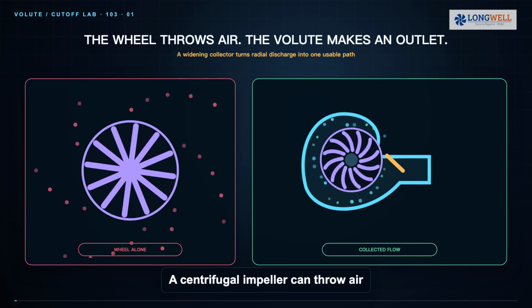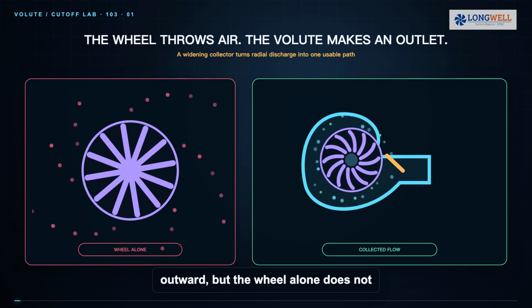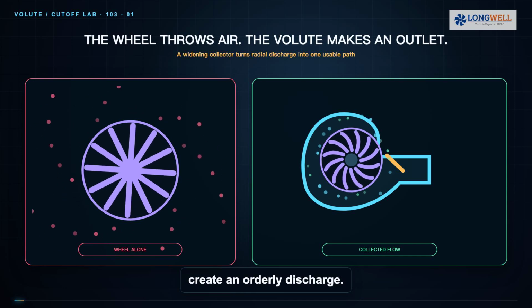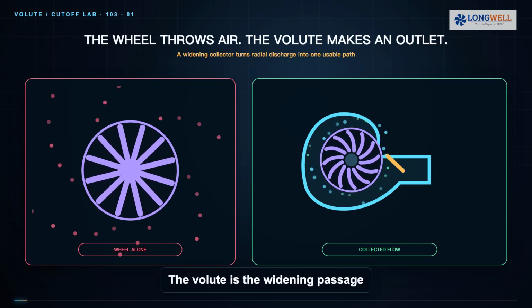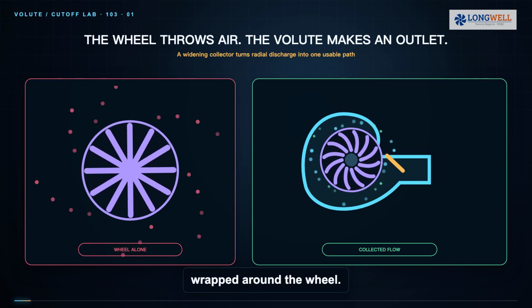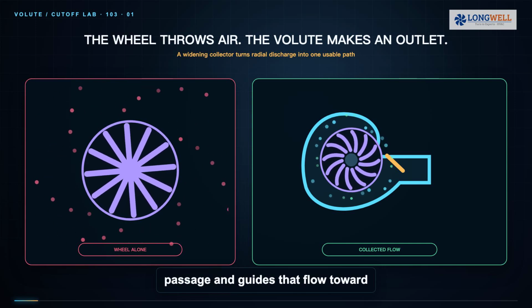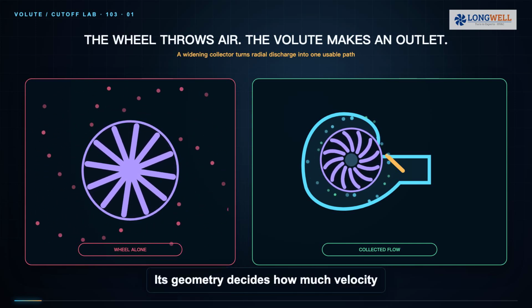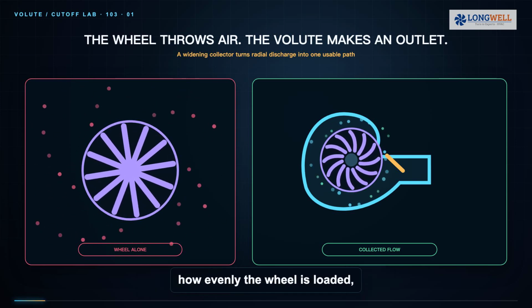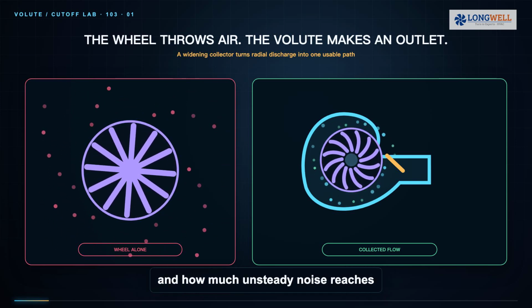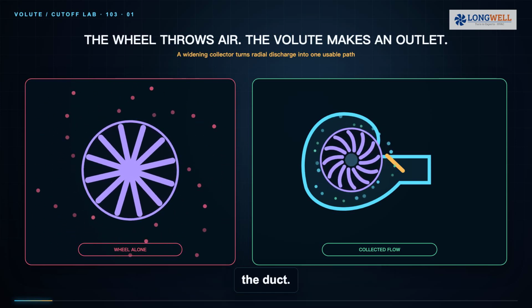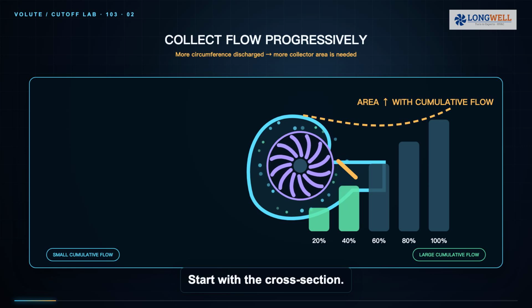A centrifugal impeller can throw air outward, but the wheel alone does not create an orderly discharge. The volute is the widening passage wrapped around the wheel. It collects flow, leaving every blade passage and guides that flow toward one outlet. Its geometry decides how much velocity becomes usable pressure, how evenly the wheel is loaded, and how much unsteady noise reaches the duct. Start with the cross-section.